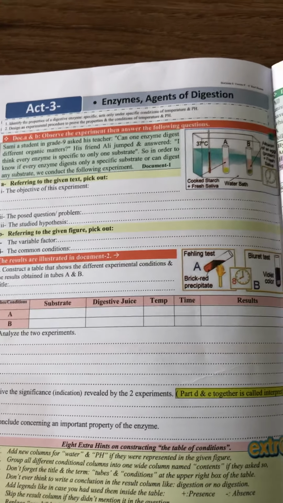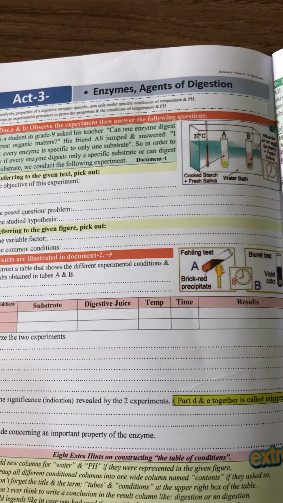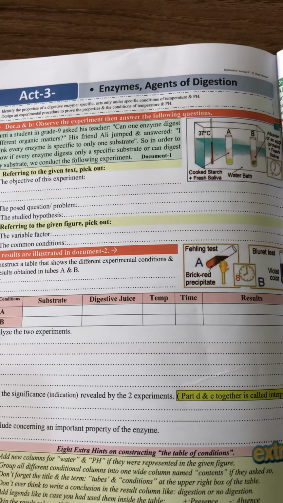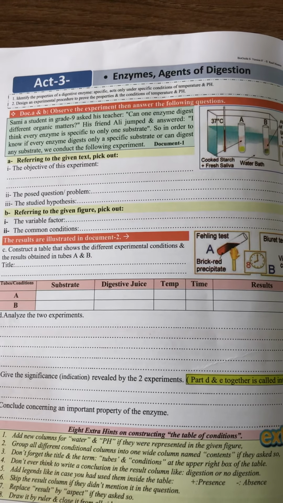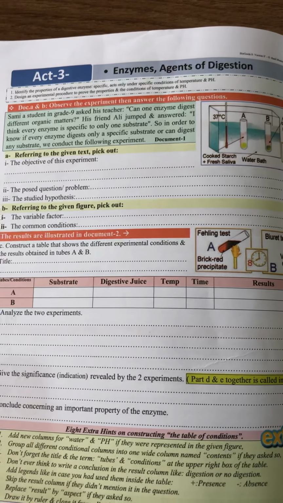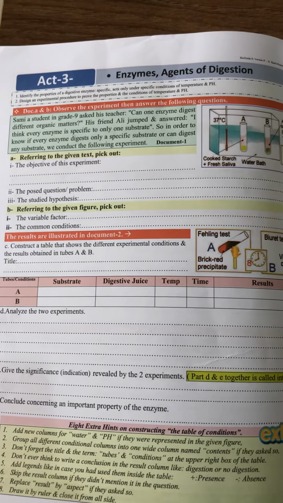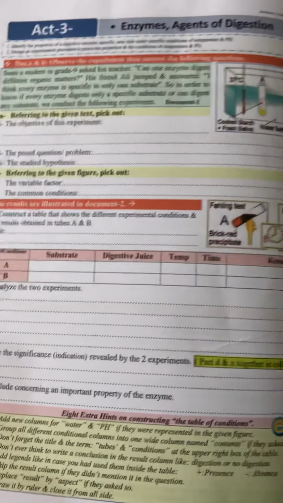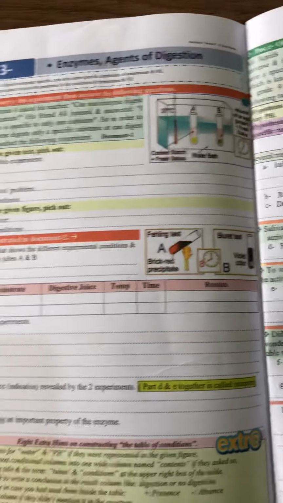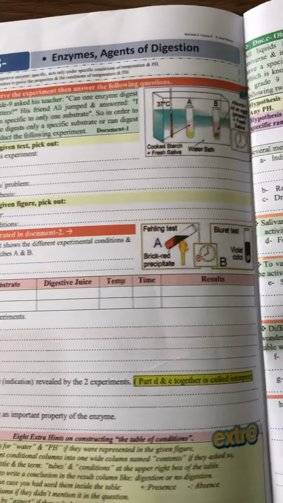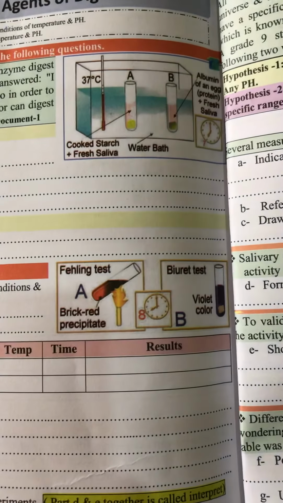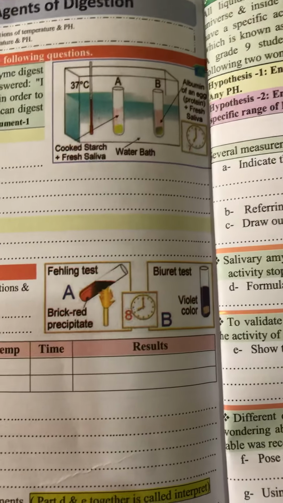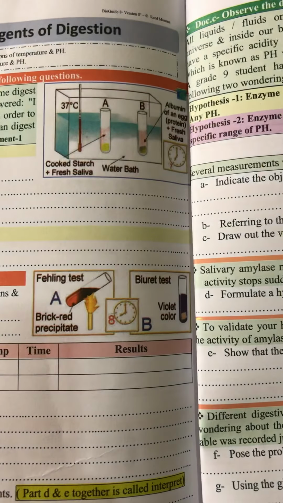His friend Ali jumped in and answered, I think that every enzyme is specific to only one substrate. So this is our hypothesis. This is the objective of the experiment. We want to see if each enzyme is specific to only one substrate. So you have here cooked starch with fresh saliva, and you have albumin of an egg, which is a protein, also with fresh saliva. The saliva, as we said, contains salivary amylase.